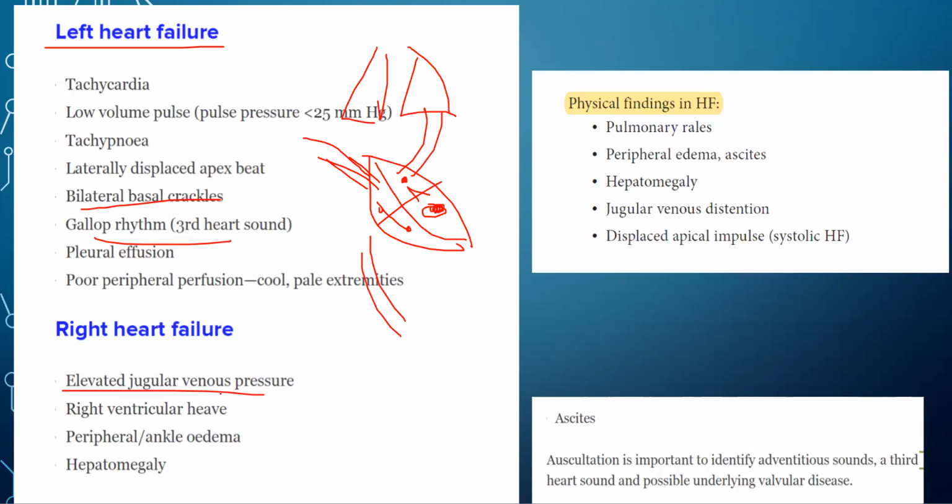For inferior vena cava overflow, you will get peripheral or ankle edema. Sometimes you can also get hepatic congestion or tender hepatomegaly, just for the same cause. You can get ascites as well. Okay? So these are the findings of right heart failure: raised JVP, tender hepatomegaly, and peripheral edema. And if we want to talk about physical findings in heart failure as a whole, you get bibasal crepitation, pulmonary edema, or peripheral edema, ascites, hepatomegaly, raised JVP.